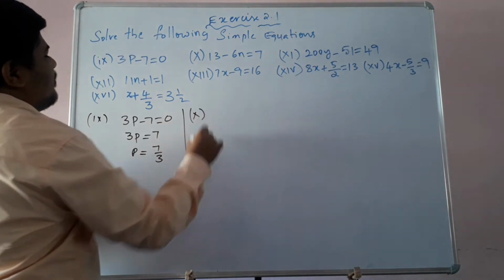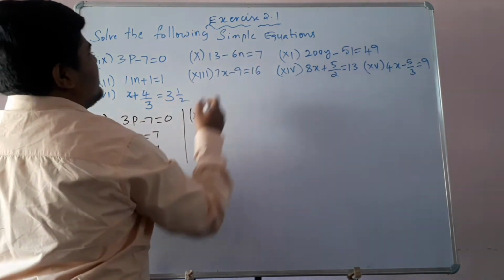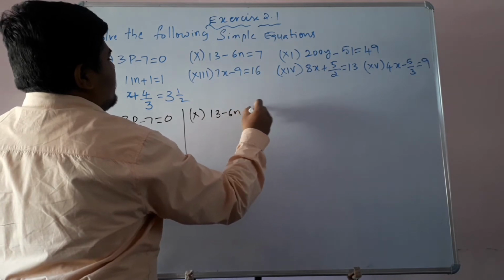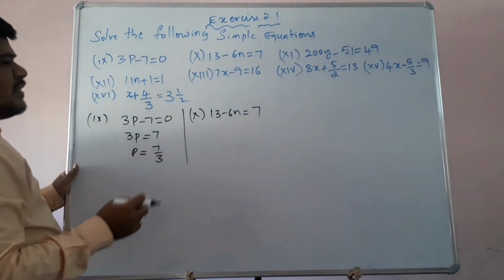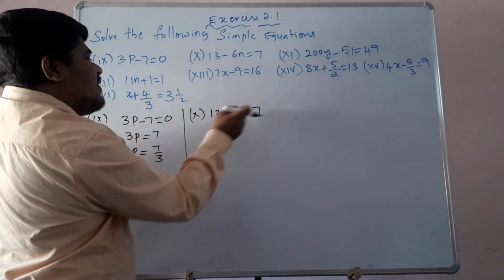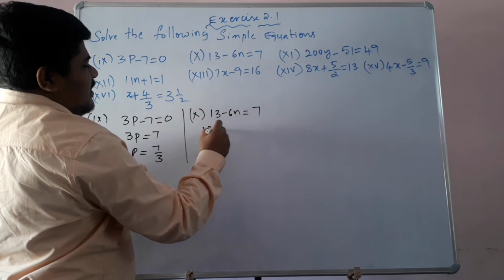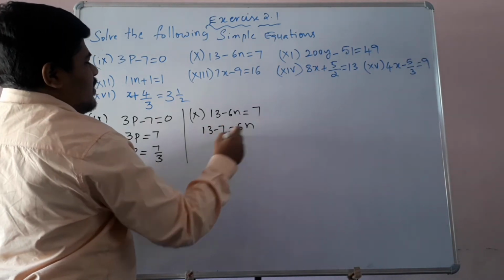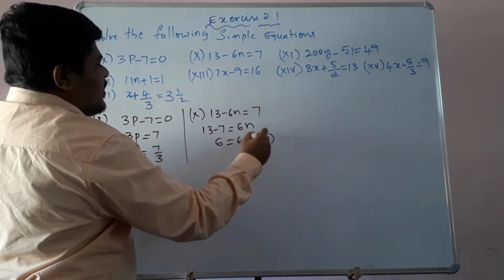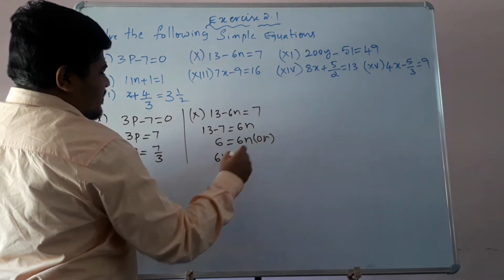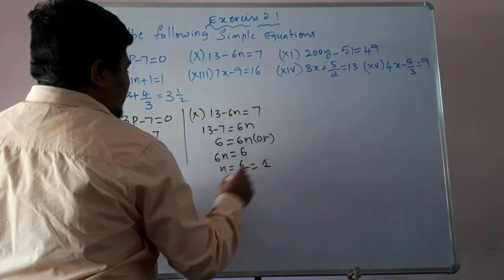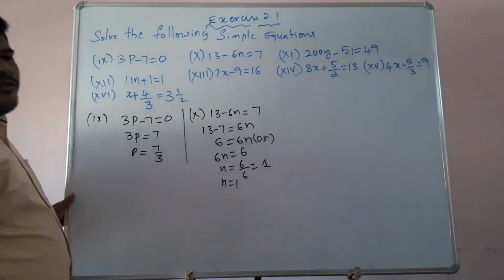Okay. So 10th problem, 13 minus 6n is equal to 7, children. Okay now. So 13 minus 6n is equal to 7. If the question is like this, children, you can do like this. So a negative variable is there, no? Transpose minus 6n to the right hand side and plus 7 to the left hand side. Okay, so 13 minus 7 is equal to 6n. 13 minus 7 is what, children? 6. 6 is equal to 6n. Or you can also write it as 6n is equal to 6. Then what is n, children? 6 by 6. 6 by 6 is equal to 1, and n is equal to 1 is the solution.